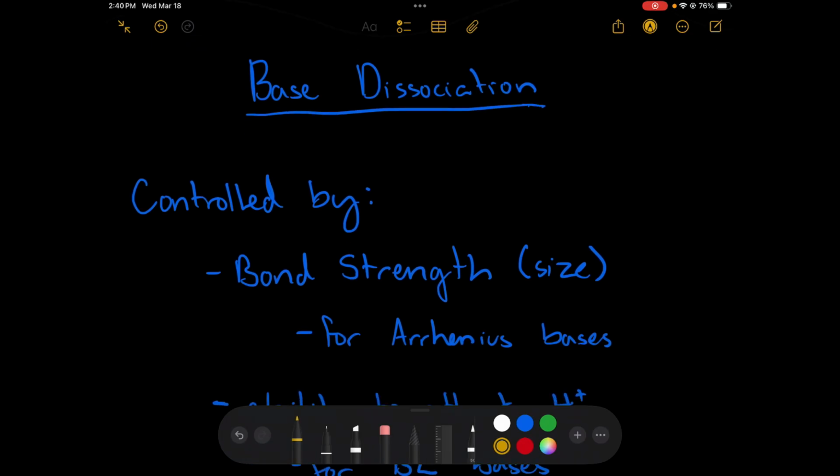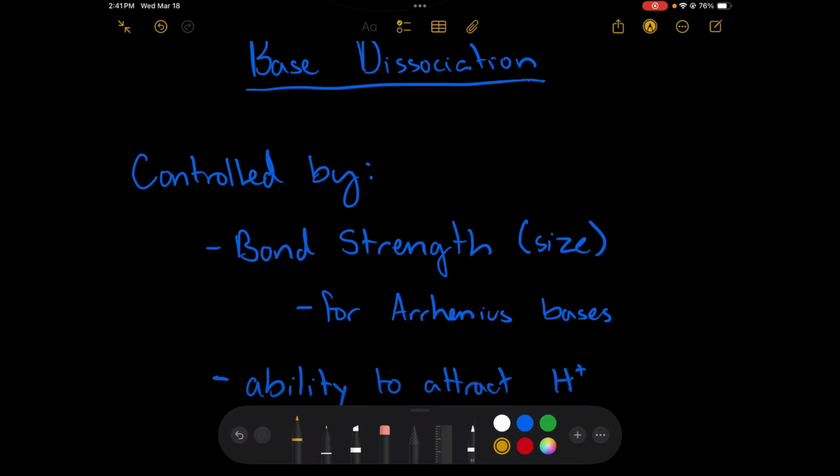Now, for base dissociation, again, that's a little bit different than acid dissociation, but not super different. Your base dissociation is all about either the ability to form a hydroxide or the ability to attract a hydrogen. So your bond strength would be between whatever your cation is and hydroxide, because we know that bases want to make this thing, and if we can make hydroxide more, we're a stronger base. That's very similar to our simplistic acids, because we want to look at the size of that cation to determine how easy this bond is to break.